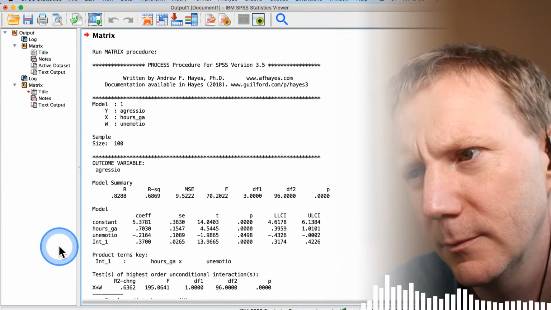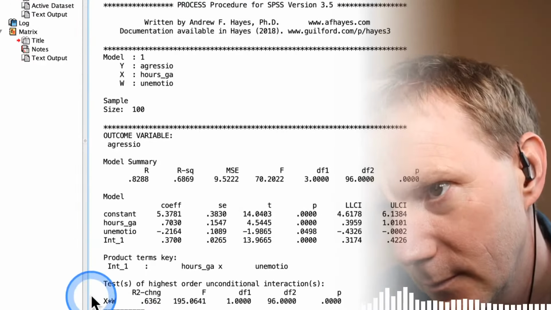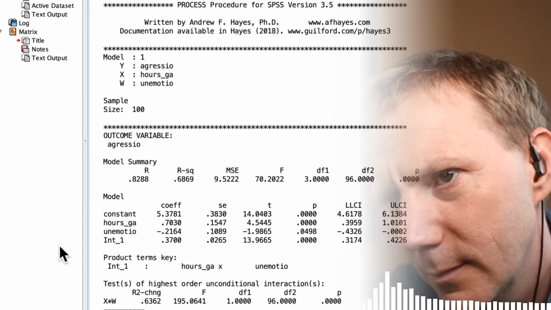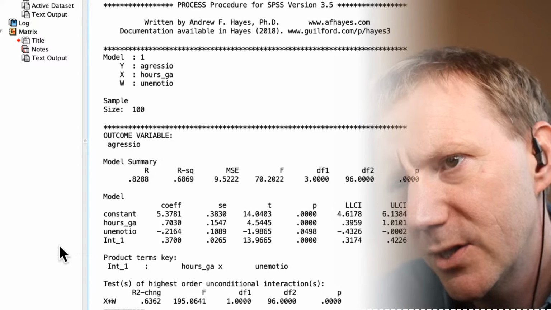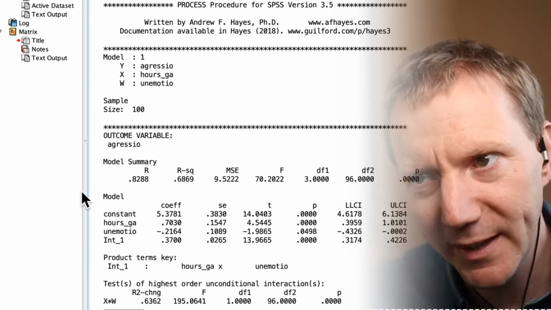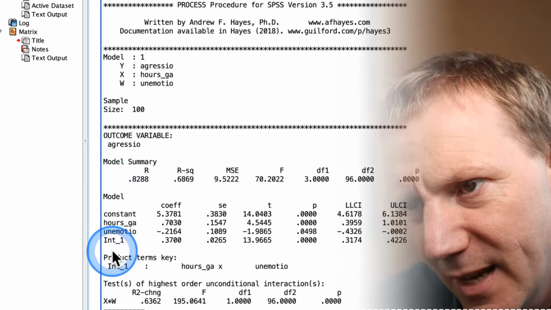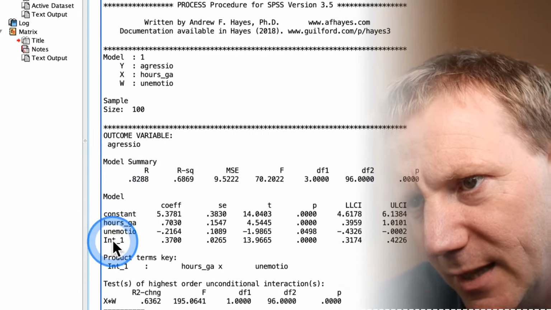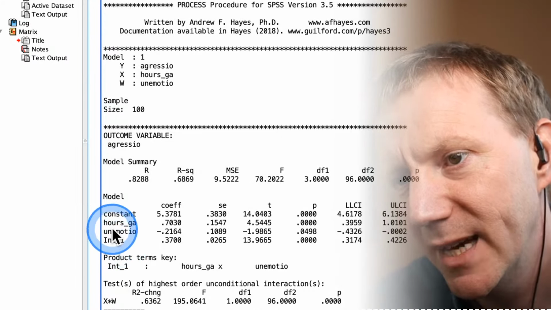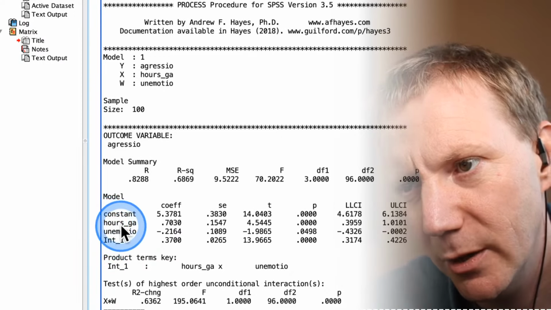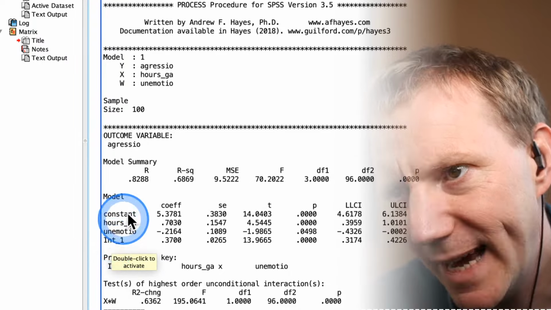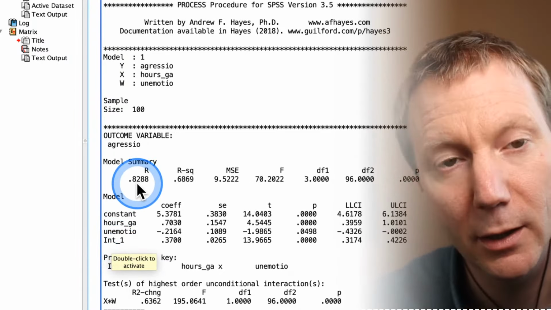Well, we have the regression model, so we have the beta coefficients for the variables and for the interaction. Exactly. So we see that this is just a regression model, right? Only with the interaction term added, and the interaction is here. He created one variable which is called interaction, and the interaction is essentially the multiplication of hours spent gaming and unemotional traits. So what we get is, of course, is it a good predictive model?